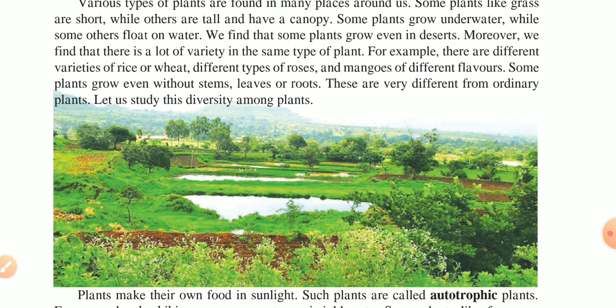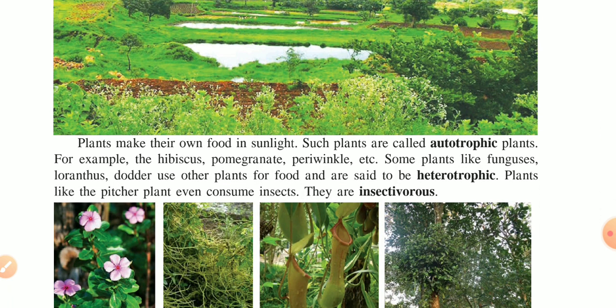Some plants grow even without stem, leaves or roots. Which plant is without stem, leaves and roots? This plant is a cactus plant. Now these are very different from ordinary plants. Let us study the diversity among the plants.